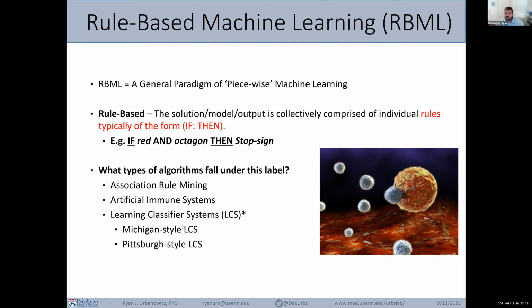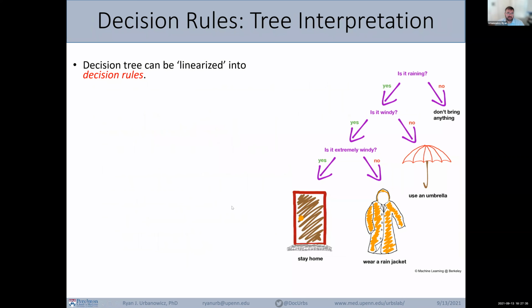And then there are learning classifier systems, which I'm going to talk about more today. There are two main genres of learning classifier systems, Michigan and Pittsburgh style. For simplicity today, I'm just going to talk about Michigan style. You don't have to worry about the differences right now, but just so you're aware, there are a couple main genres of these methods. And before diving into LCSs more, let me step back and talk about rules again, this time in the context of decision trees.